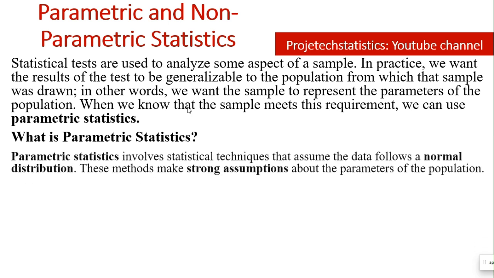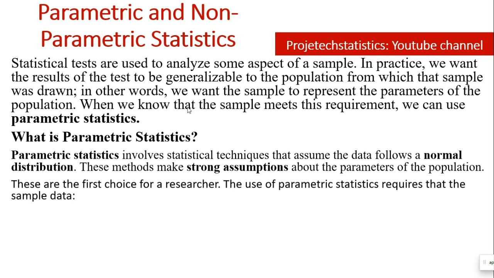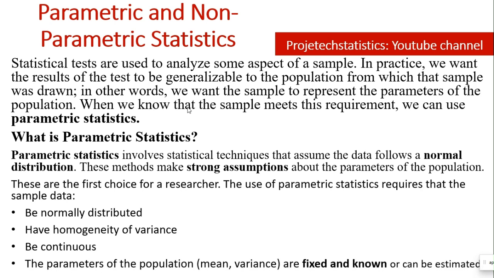Now, what is parametric statistics? Parametric statistics involve statistical techniques that assume the data follow a normal distribution. These methods make strong assumptions about the parameters of the population. The use of parametric statistics requires that the data be normally distributed, that the sample data have homogeneity of variance, that the data be continuous, and that the parameters of the population are fixed and known.